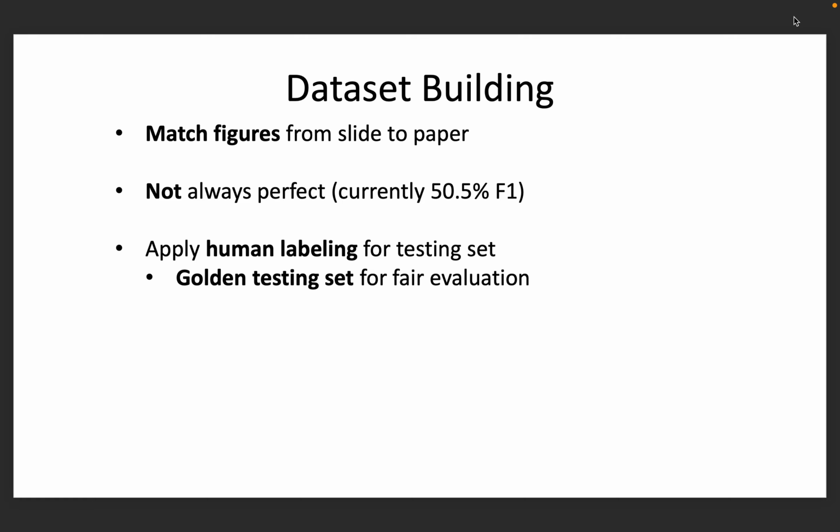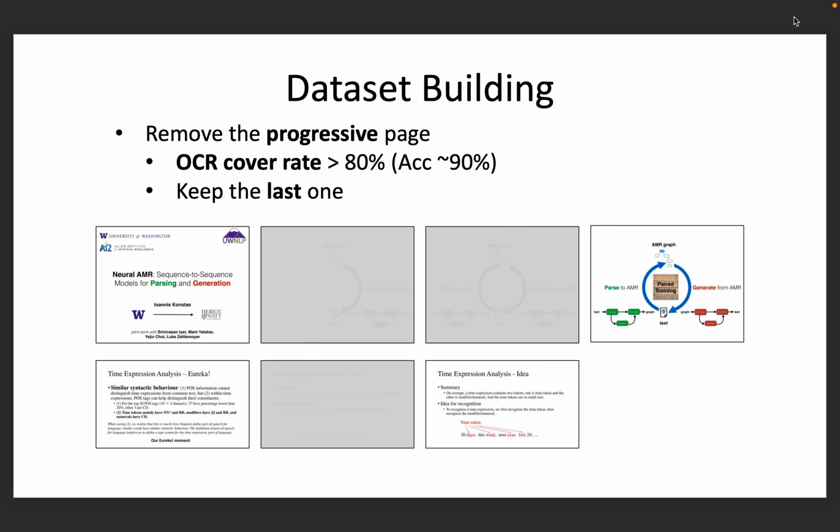Here are some other steps for processing the slides. As people will use animation during presentation, we have to remove the progressive pages. We use an intuitive way: we remove the page when most of the text content is covered. So if the OCR cover rate is more than 80, we treat it as a progressive page and remove it, and we only keep the last one. This method achieves more than 90% accuracy, and we can see two successful cases below.